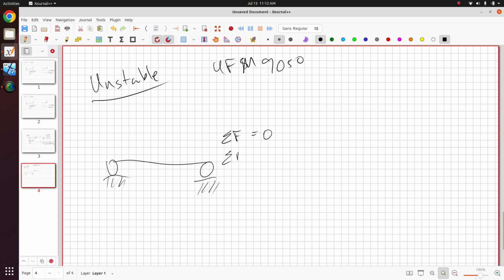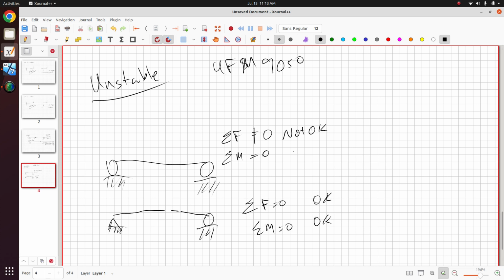You do the sum of the moments, and they also all have to be 0. In this case, they're not 0, so this is not okay. Now to fix this, what would we do? Here, I could use a pin and a roller. And then if I do the sum of the forces in the X, the Y, and the moments also, both of them are okay. So in this case, this is stable, and this is not stable.